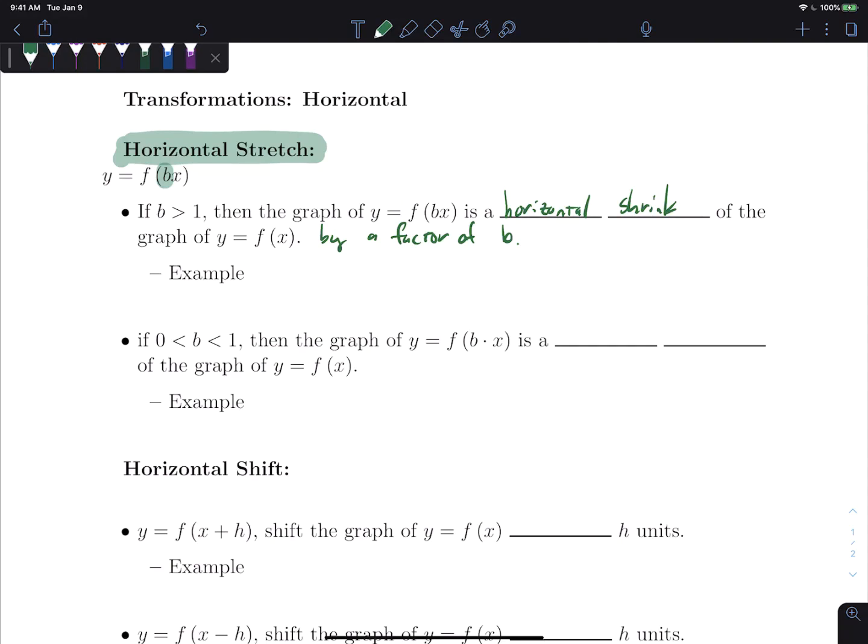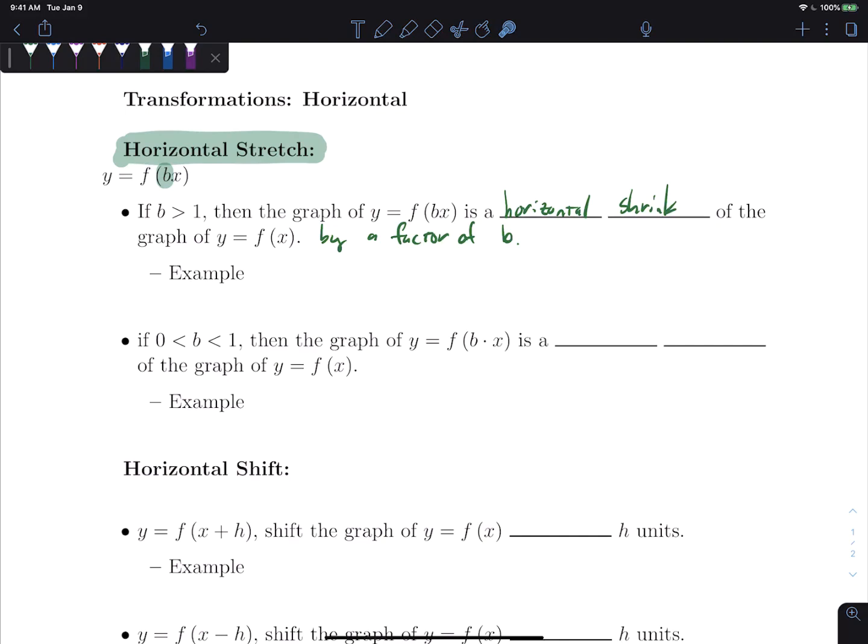Notice that y equals f of bx, where b is greater than 1, is a horizontal shrink, whereas with vertical transformations, if a was greater than 1, then it would be a vertical stretch. So it's actually a little bit the opposite, and the reason is that if it's affecting the x value, not the y value itself, then you do the opposite of what it says. So if it says multiply by b here, technically we're dividing. If we're dividing by a number greater than 1, then we are getting smaller. So this is actually a horizontal shrink.